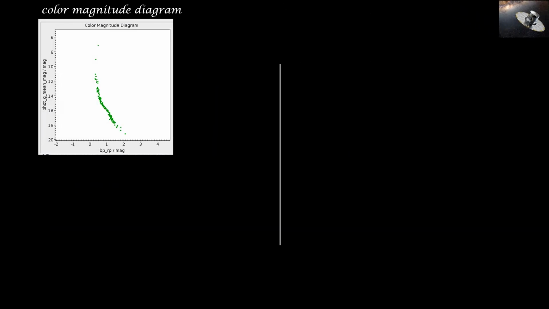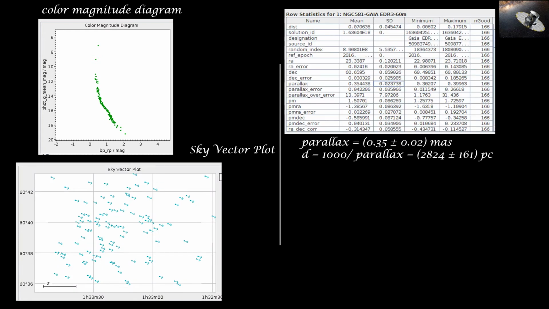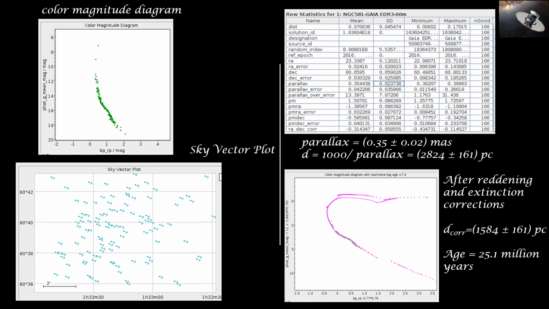After plotting a histogram of parallax, I did a parallax and photometric cut and obtained the color magnitude diagram as shown here. The lower plot shows the sky vector plot. The parallax obtained for this cluster was 0.35 plus minus 0.02 milliarc second at an approximate distance of 2824 plus minus 161 parsec. After isochrone fitting and applying extinction and reddening corrections, the corrected cluster distance was 1584 plus minus 161 parsec, and the age of the cluster was 25.1 million years.